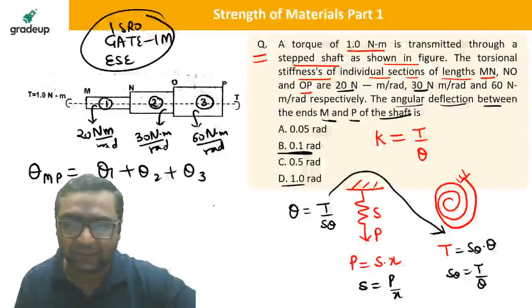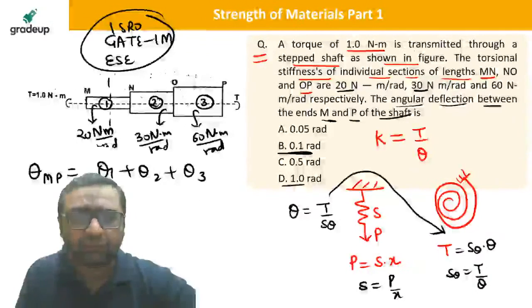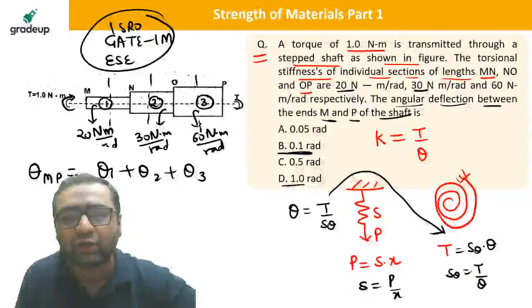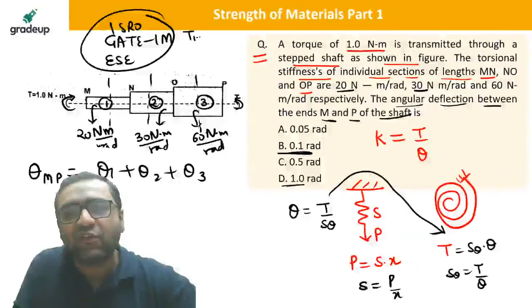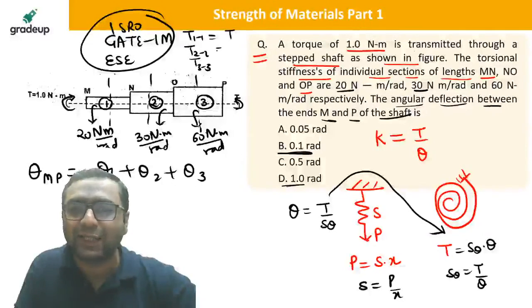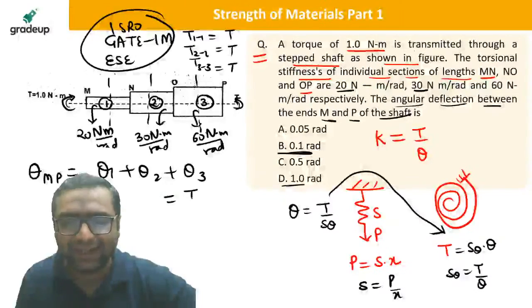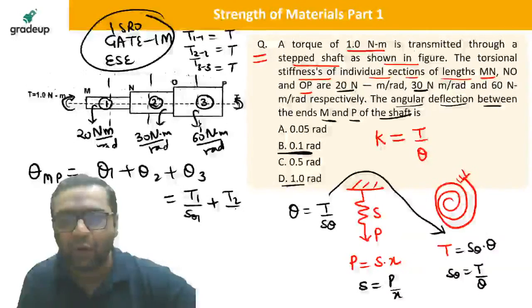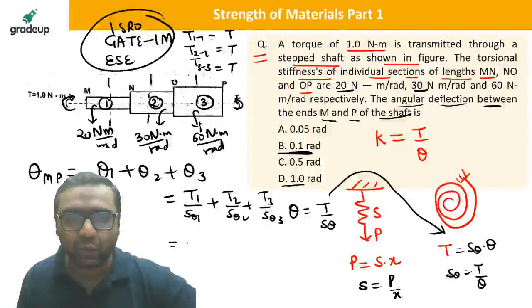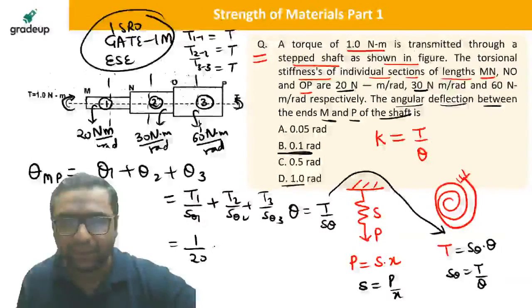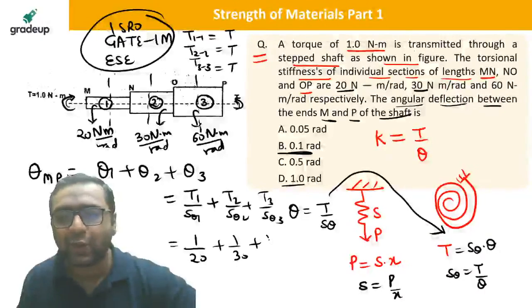If you take a section in the shafts, you can see on the left hand side a torque T is applied, and on the right hand side also a torque T is applied. So in any section, if you find out T11, T22 and T33, the torque is coming out to be the same, it is T only. So we will be writing this as T1 upon S theta 1 plus T2 upon S theta 2 plus T3 upon S theta 3. It is 1 upon 20 plus 1 upon 30 plus 1 upon 60.